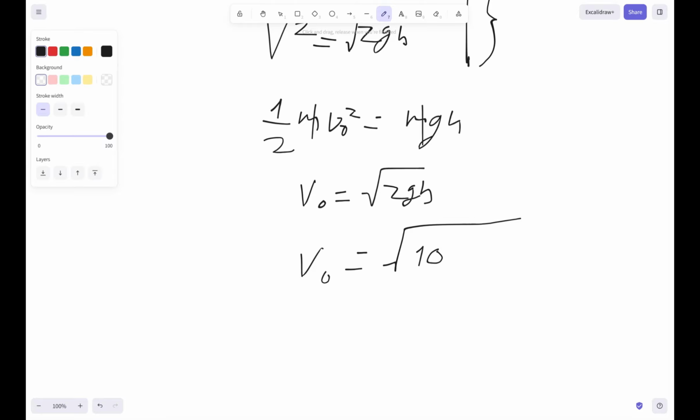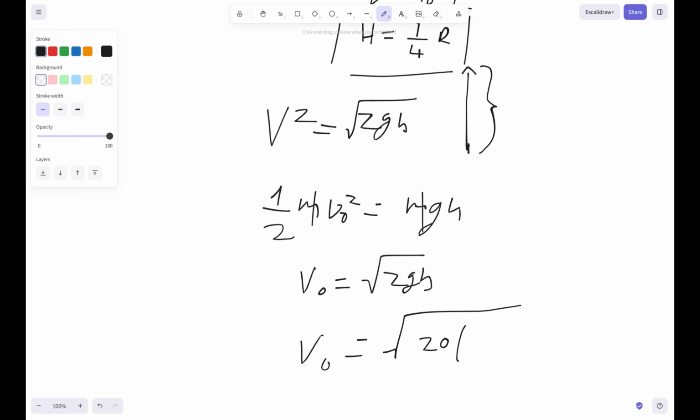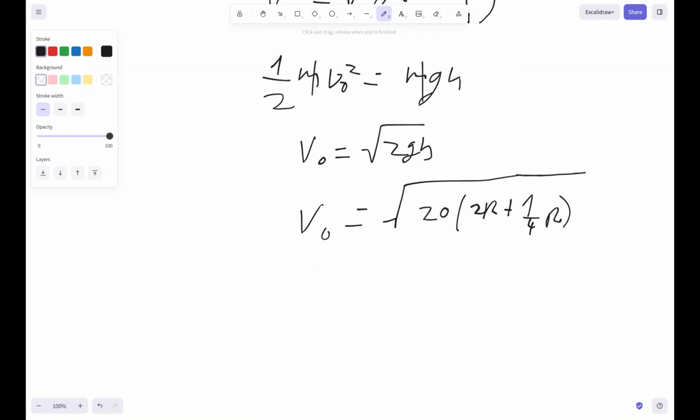10, 20. Well, the height is going to be 2r plus 1/4 r, and we're going to have, oh wait, I don't know if we should do this actually. It's 2g, okay, I think. 2r, and we're going to rewrite this.